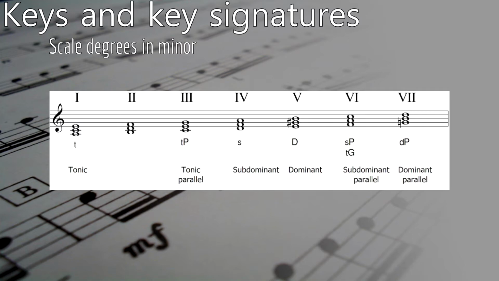4th is again the subdominant in minor. The 5th is the dominant, and dominants are always in major, at least in classical music. 6th is the subdominant parallel, sometimes in German also called tonischer Gegenklang. That's why we added this TG. And the 7th is the dominant parallel.